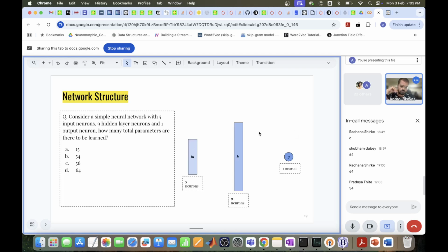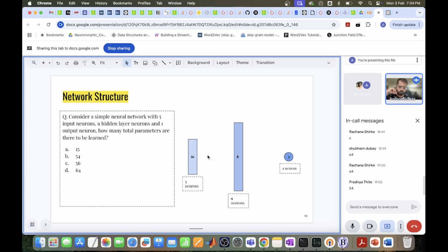Let's draw this neural network, right? And we'll put in things as and when we figure out what they are. So first of all, there is an input layer with 5 neurons, and there is a hidden layer with 9 neurons, and finally there is an output layer with 1 neuron, right?